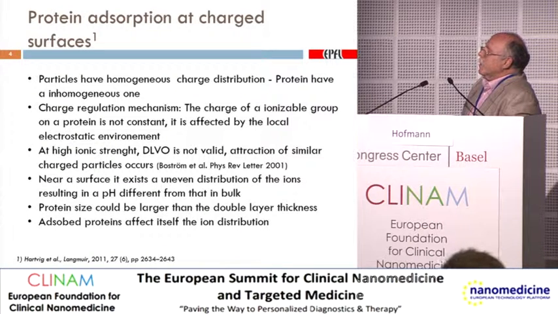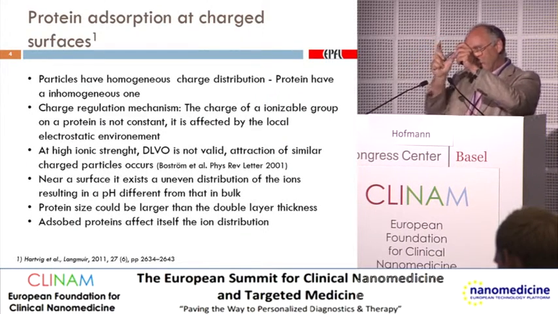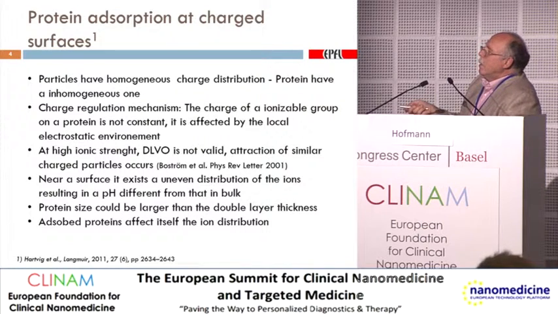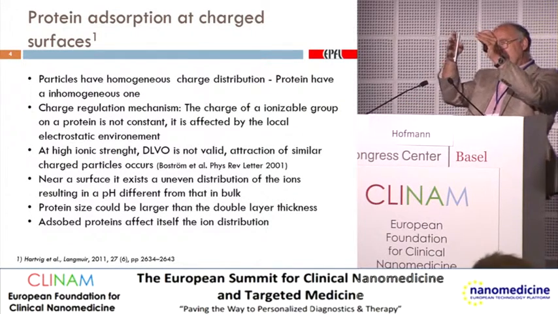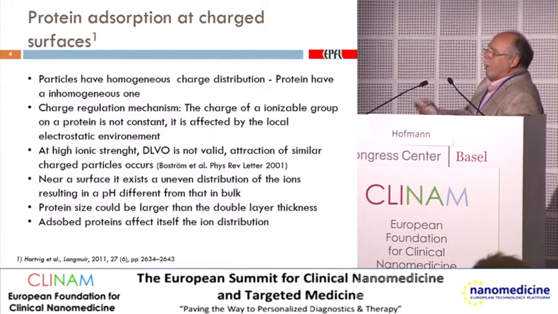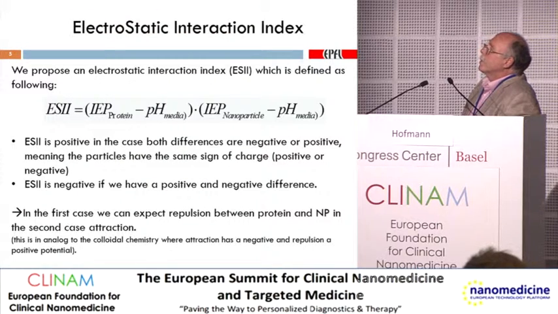And what is also important is that near the surface there exists an uneven distribution of the ions. This means, because the proteins are larger than this layer of the ions, the double layer, we have on one side of the protein another pH than on the other side. Don't forget, the protein is 5 nanometers. Our particles are in the area of 20 nanometers. The layer where we have the electrolyte concentration different is maybe in the area of 2-3 nanometers. So all these affect the concentration, the adsorption.